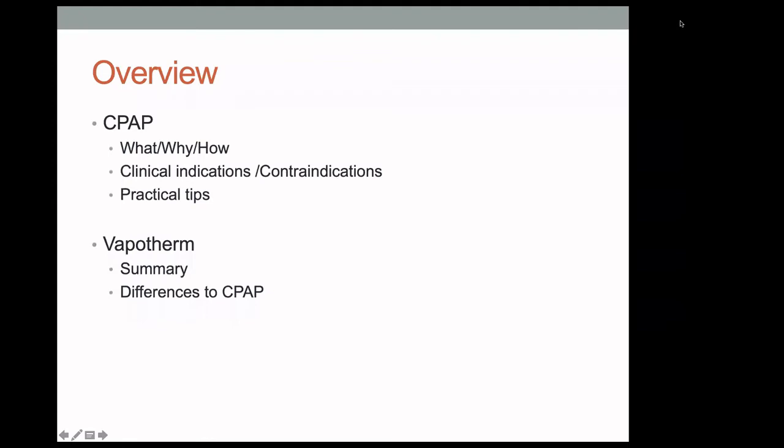So on the neonatal unit, you probably have seen that we use CPAP quite a lot through the SOFI ventilator. So what I'm going to be talking about today will be what CPAP is, why we use it, how it's set up, what the main clinical indications are and what some of the contraindications might be, some practical tips to help you use CPAP, and hopefully I'll have a bit of time as well to chat to you briefly about vapotherm and what some of the differences, practical and evidence-based differences are between vapotherm and CPAP.